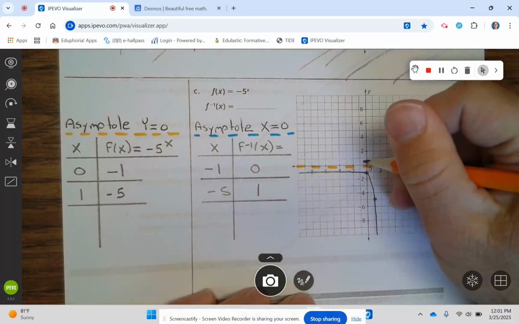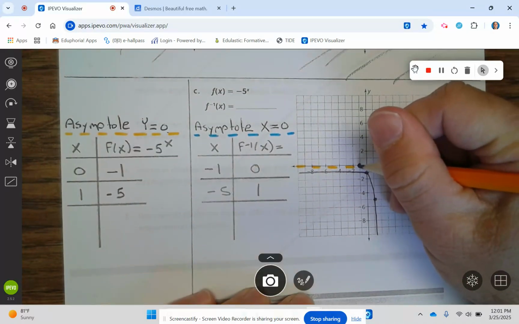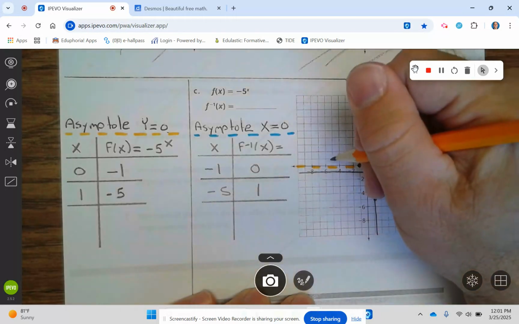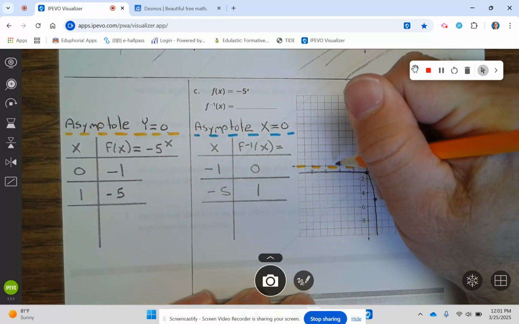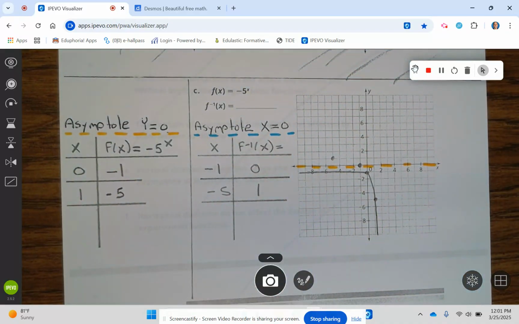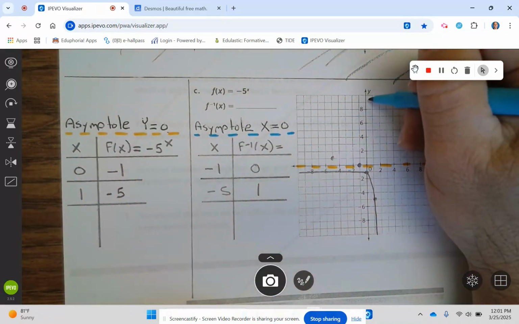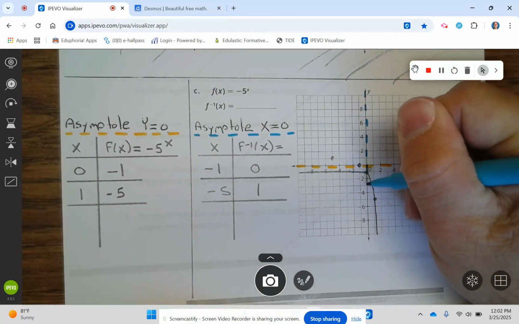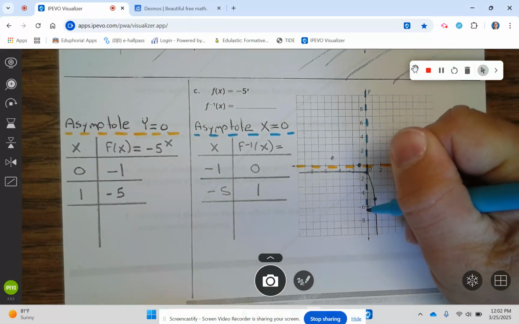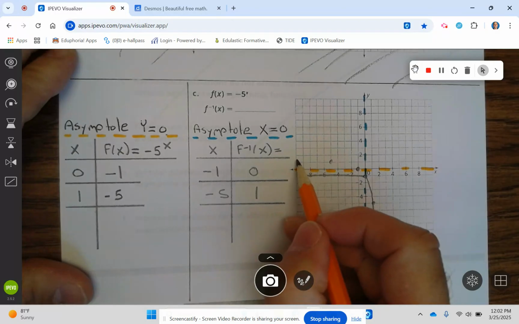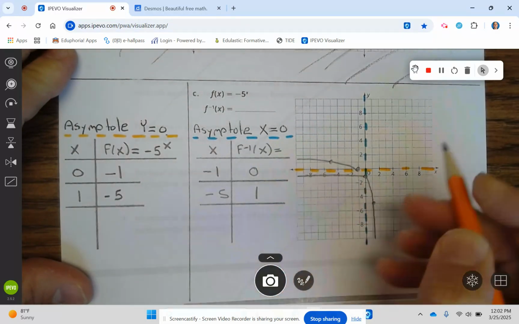So negative 1, 0. Negative 5, 1. Asymptote is x equals 0. Okay, and your graph is like so.